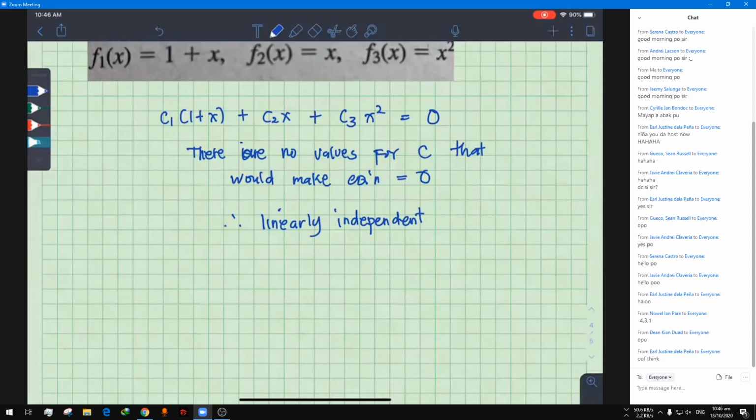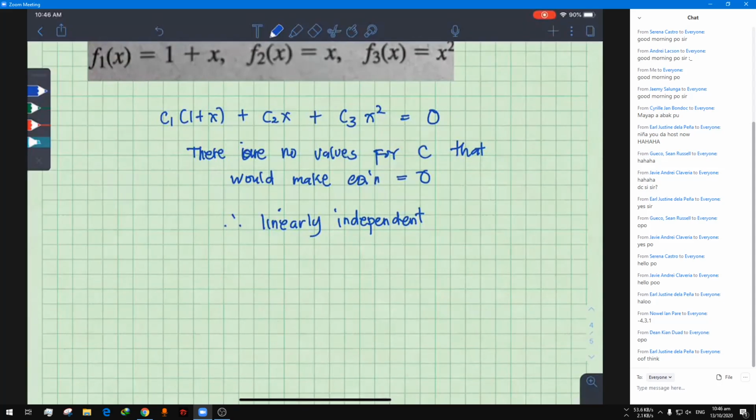So that is one method in determining whether the given sets of functions are dependent or independent. If there is a combination of arbitrary constants that would make it 0, that is linearly dependent. But if there are no combinations of constants that would make it equal to 0, therefore that is linearly independent.